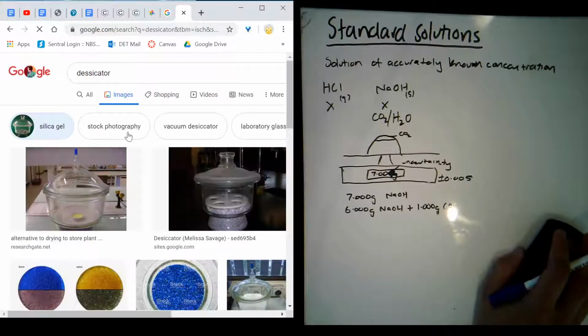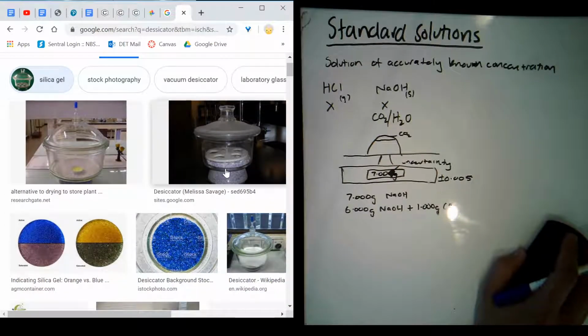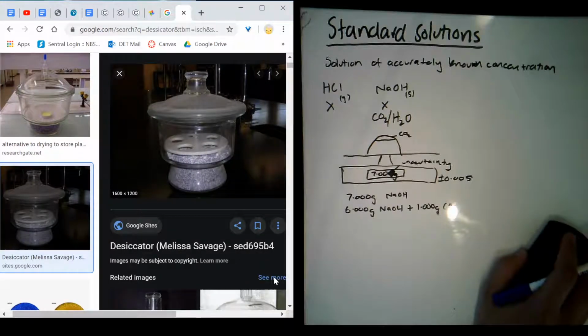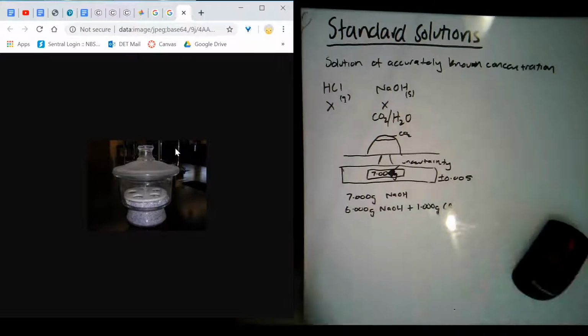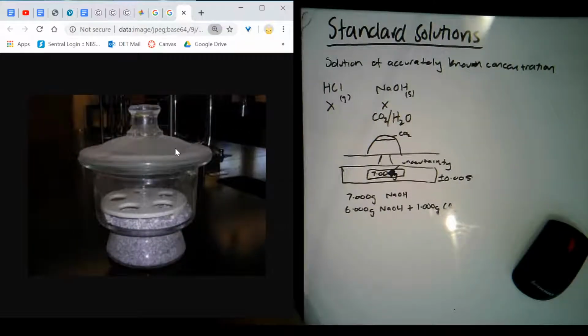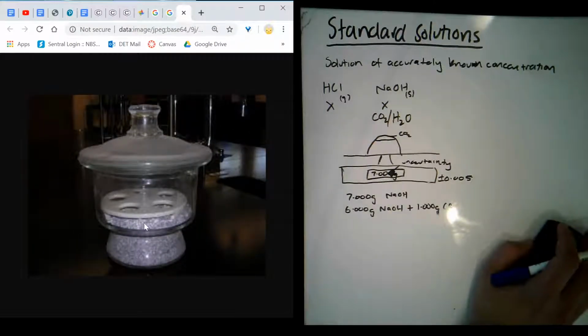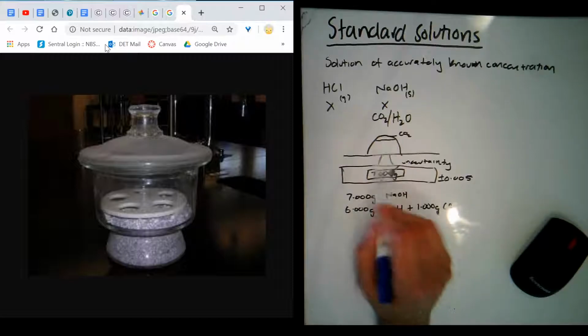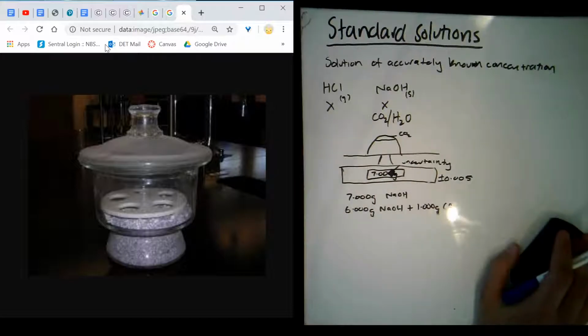Usually it's got some silica gel or another type of desiccant in there. You've probably seen these around the labs. They look a little bit like this. It makes sure that it absorbs any water that comes into contact with it, so it stays dry before you weigh it. So it has a really accurately known composition when you weigh it, unlike sodium hydroxide, which will react with water and carbon dioxide. So it's a bit of a no-no.